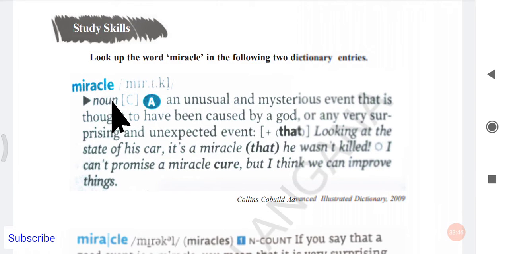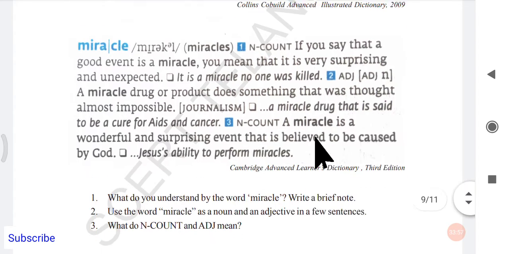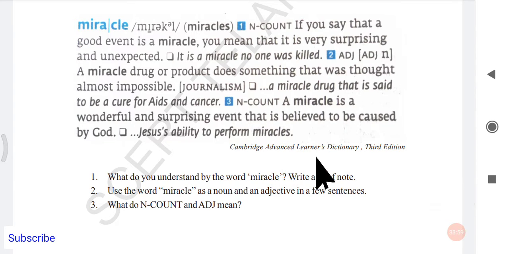Next we have study skills here. Look up the word miracle in the following two dictionary entries. So here the first dictionary is Illustrated Dictionary 2009. Collins Cobuild Advanced Dictionary. Next we have Cambridge Advanced Learners Dictionary. So this is the third edition.